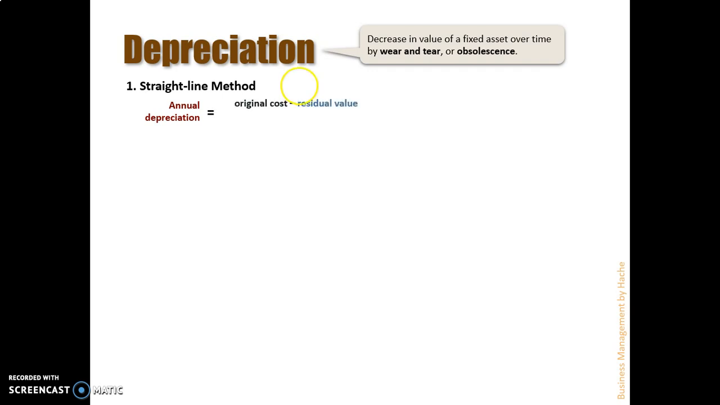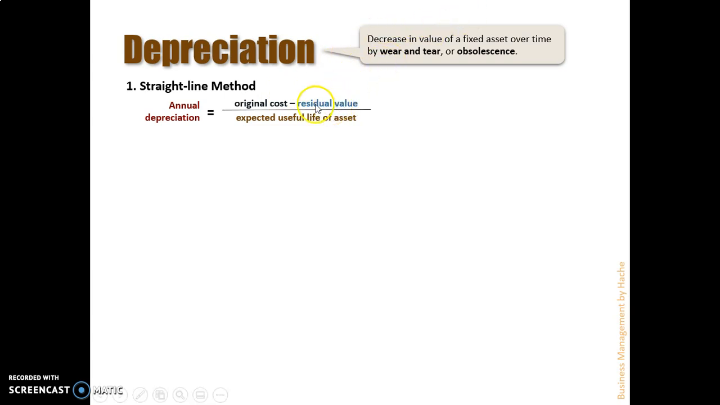original cost minus the residual value. The original cost is the original price of the asset minus the residual value. What is this? This is the final price or the final value of that asset after a number of years. Okay, so it is how much the asset will be worth at the end of a number of years. That's the residual value. So original cost minus residual value, and you divide it by the expected useful life of the asset.